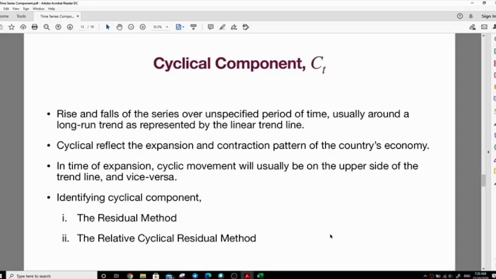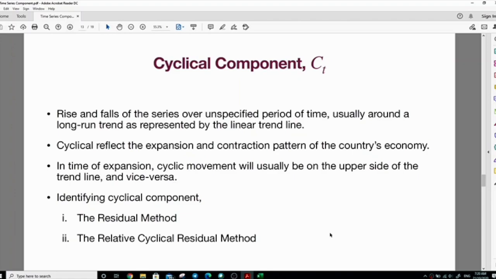So in this video session, I want to discuss the cyclical component. This particular component we can define by the rises and falls of the series over an unspecified period of time. That's the difference between the cyclical component and the seasonal component. And also, it's usually around a long-run trend.